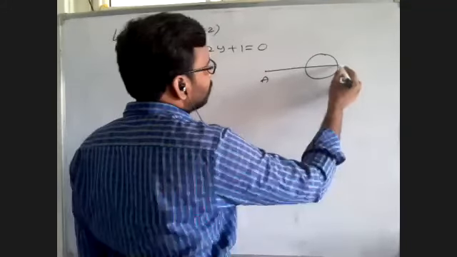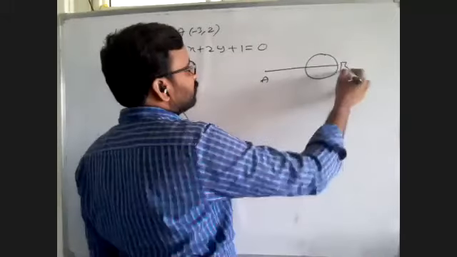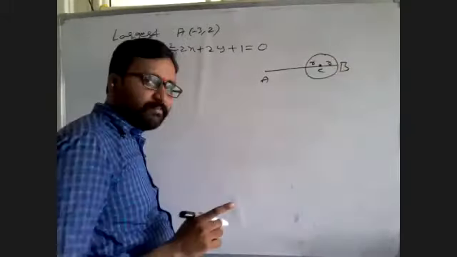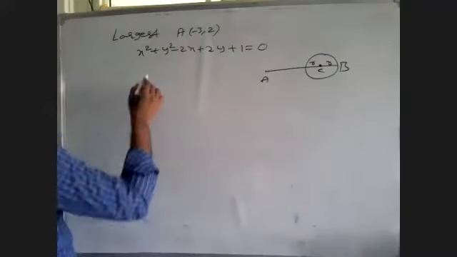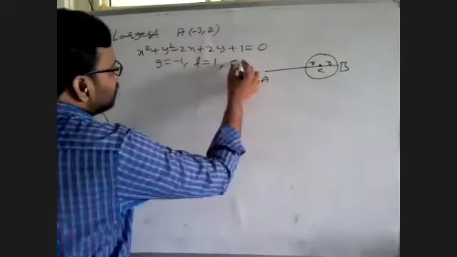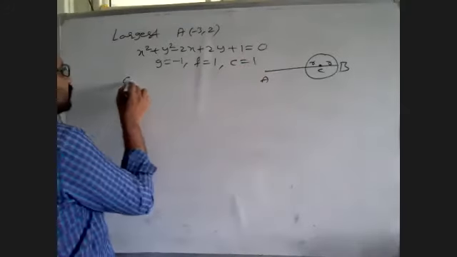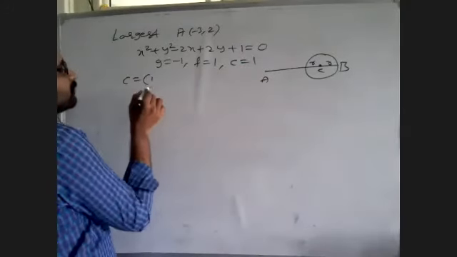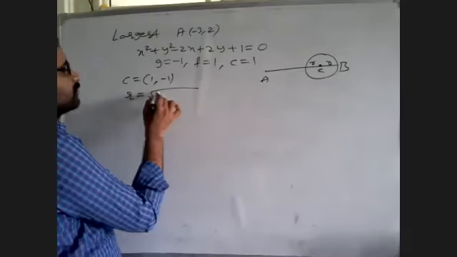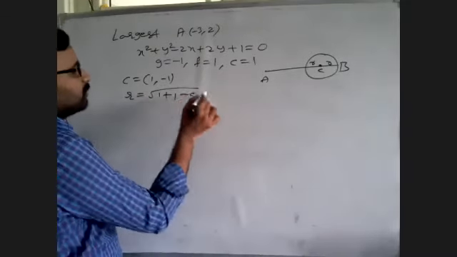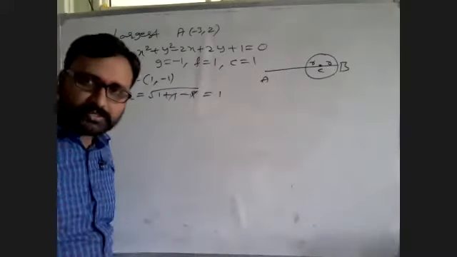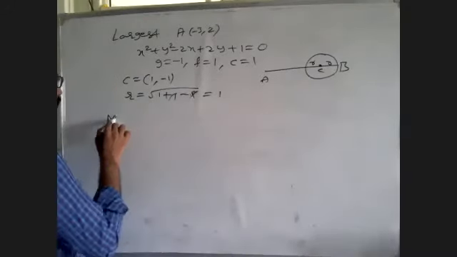Here we take AB as the maximum distance. This is C, this is R, this is R. So we compulsorily need the center and radius. I'm finding center and radius. G is equal to -1, F is equal to +1, C is equal to 1. Now the center is (1, -1), and R is equal to root over G square 1, F square 1, minus C. C is also 1, so 1 and 1 cancel. R is 1.